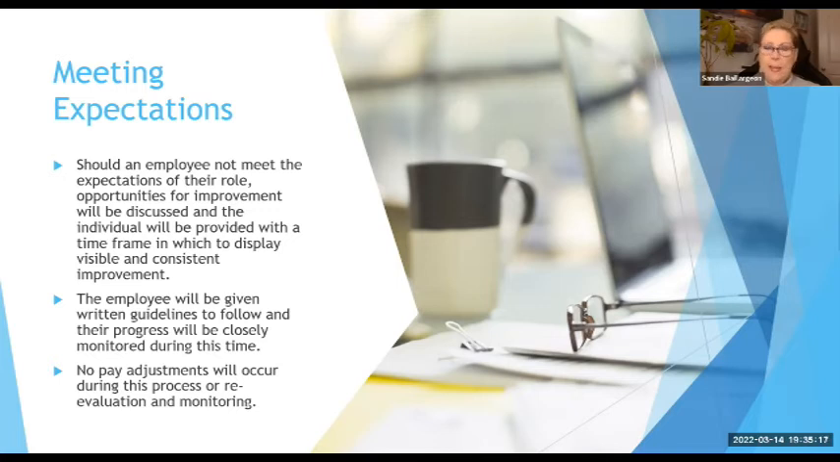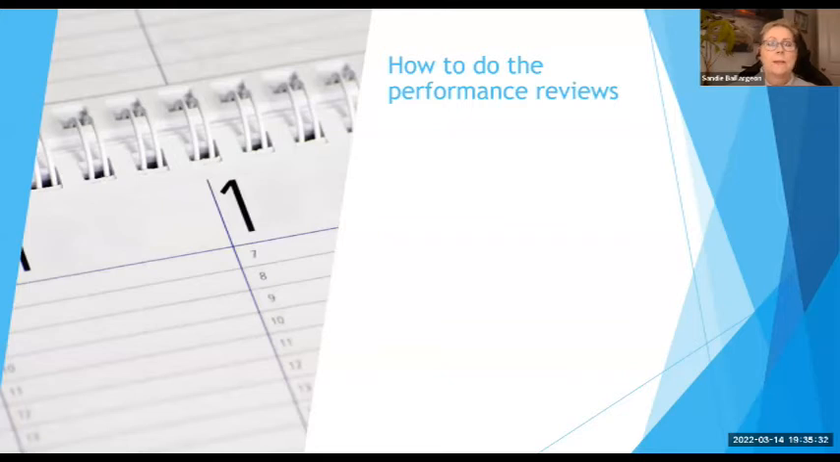And no pay adjustments will occur during this time, because remember, you're saying they're not performing according to the standards that you want. And so you wouldn't give them a pay increase at that time, only after they have improved. And if they have improved, then what I would suggest also is that it's not retroactive if you do decide to increase their pay.